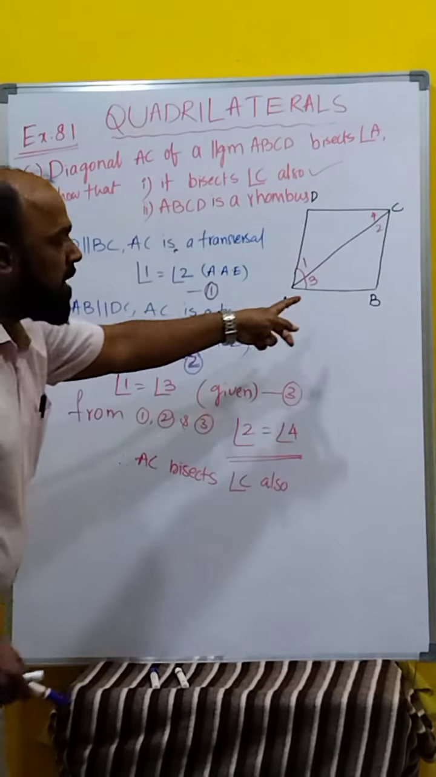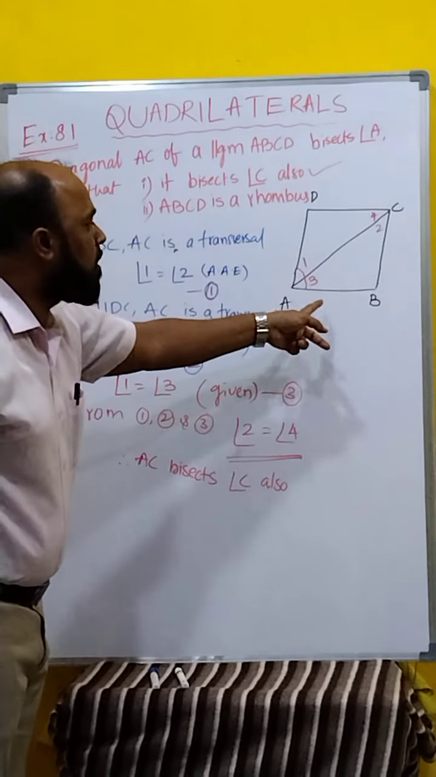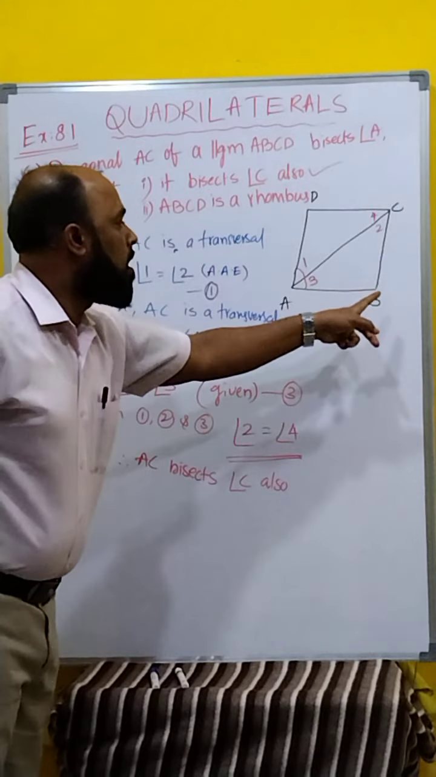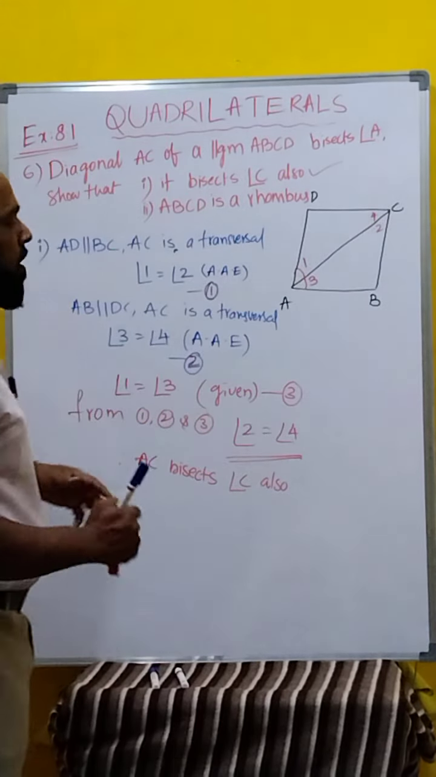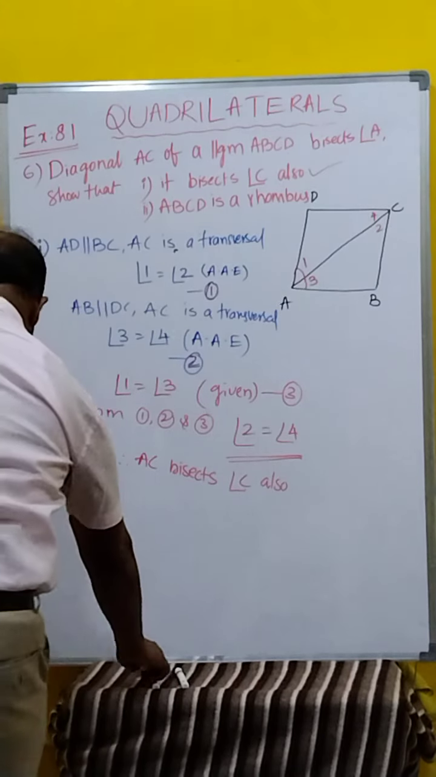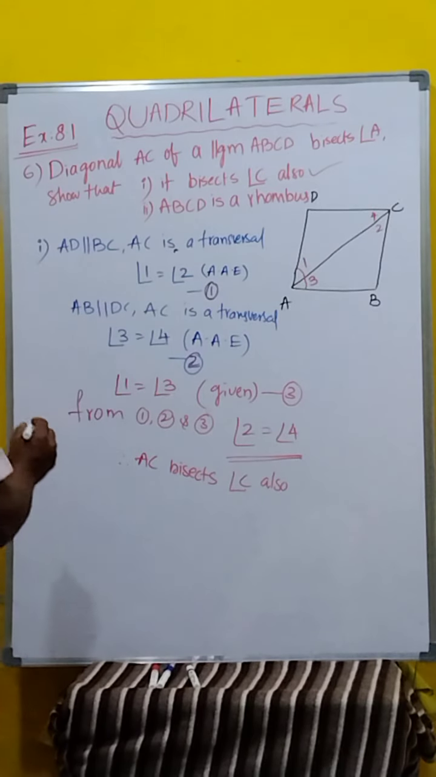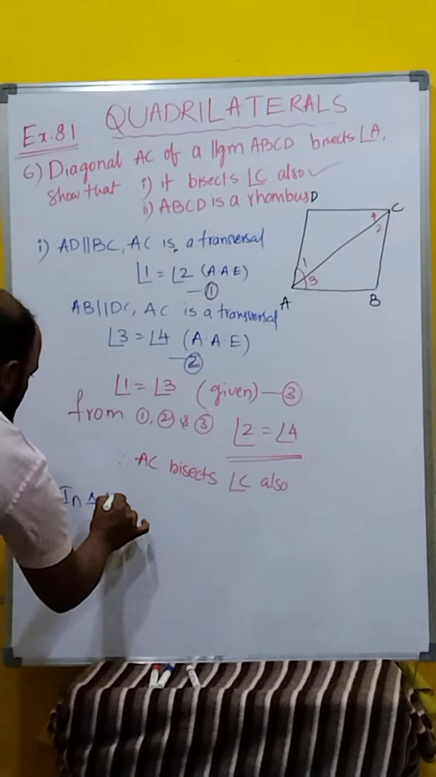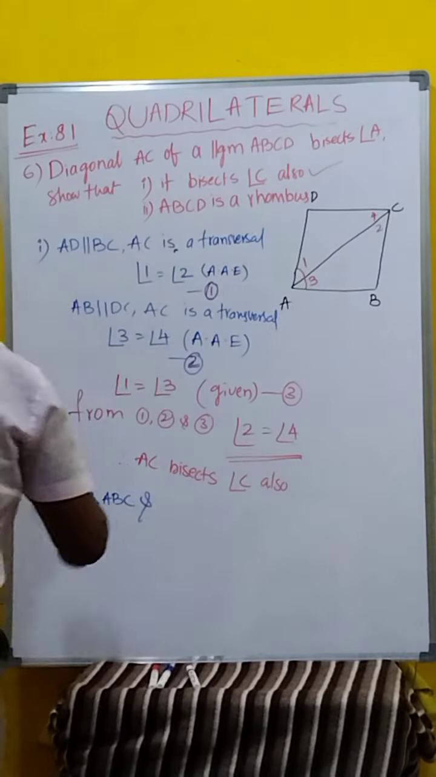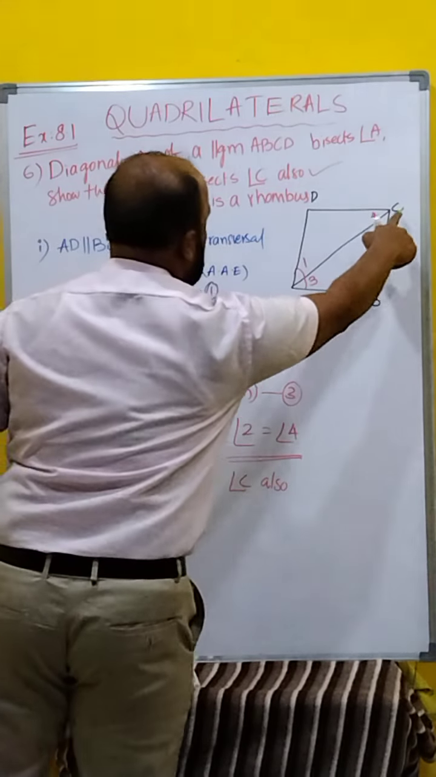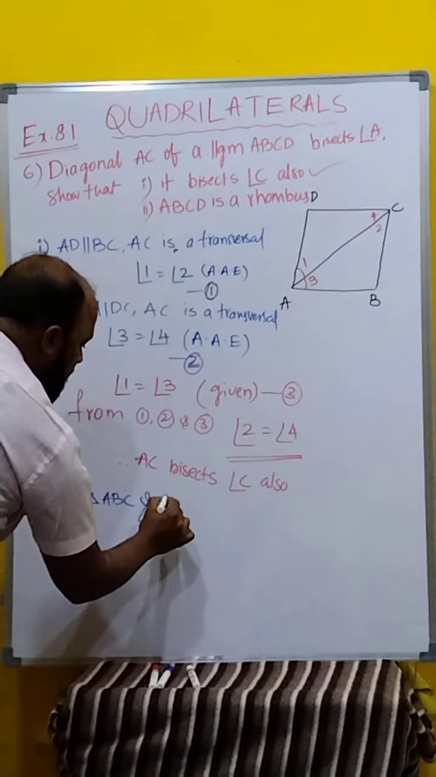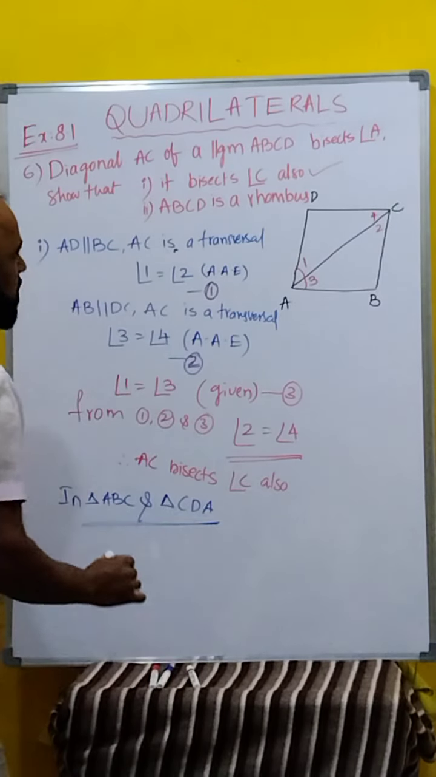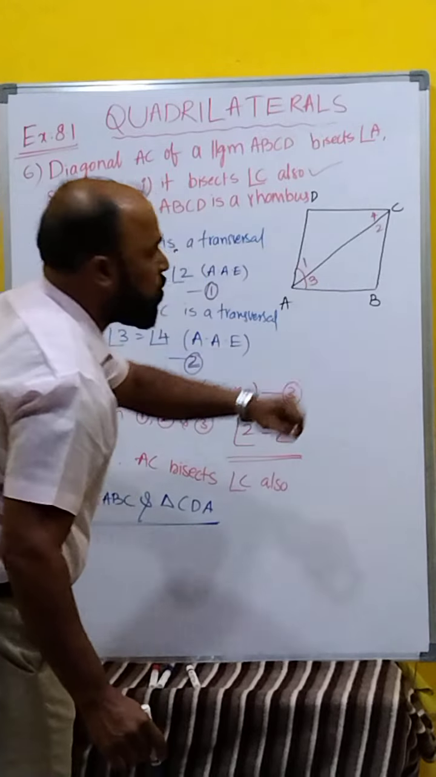That means any two adjacent sides are equal. We know it's a parallelogram, so opposite sides are equal. Now for any two adjacent sides, AB is equal to BC or AB is equal to AD, we have to prove. Clear children? For that, in triangle ABC and another one, triangle CDA, in these two triangles we have to prove both are congruent.